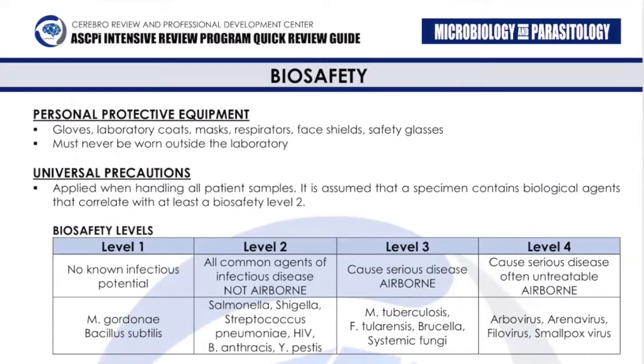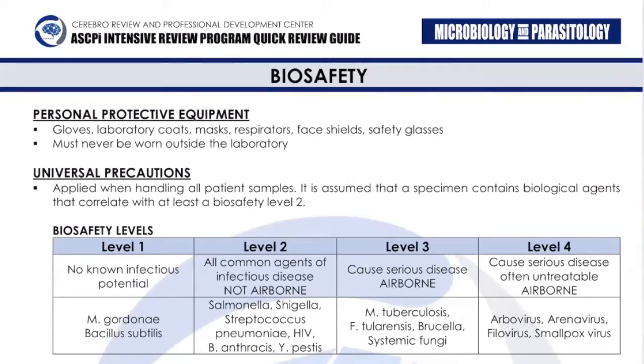So first, we have our personal protective equipments. So that includes gloves, laboratory coats, masks, respirators, face shields, and safety glasses. And always remember that these PPEs must never be worn outside the laboratory. Okay? Then we have universal precautions. Universal precautions is applied when handling all patient samples. So we are regarding that all patient samples are infectious. So it is assumed again that a specimen contains biological agents that correlate with at least a biosafety level 2.